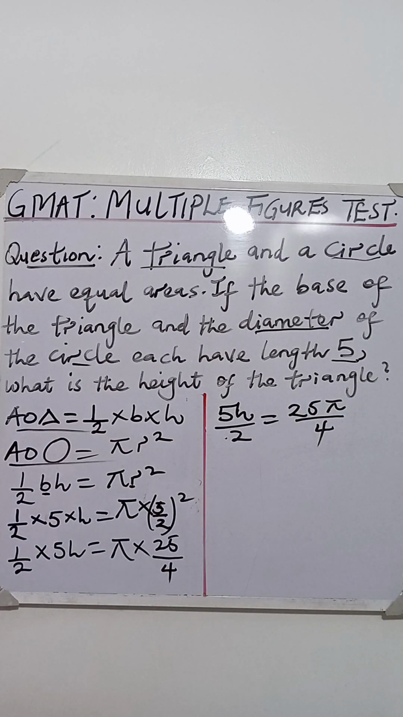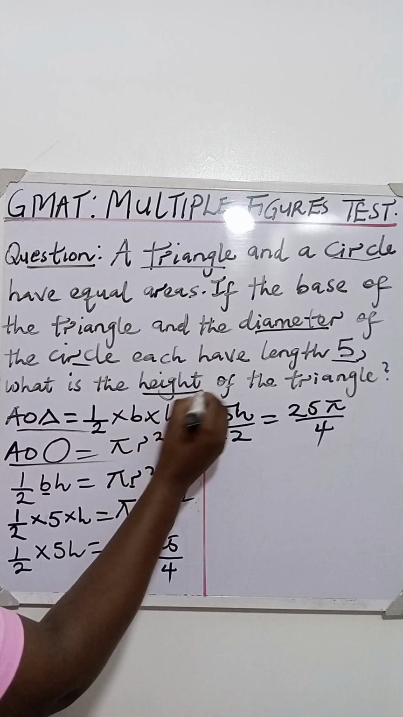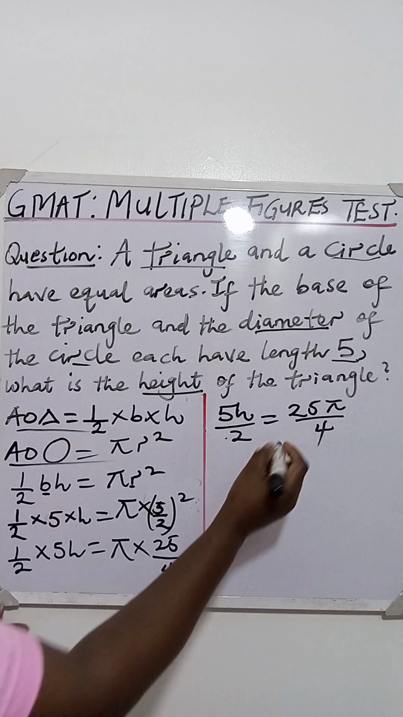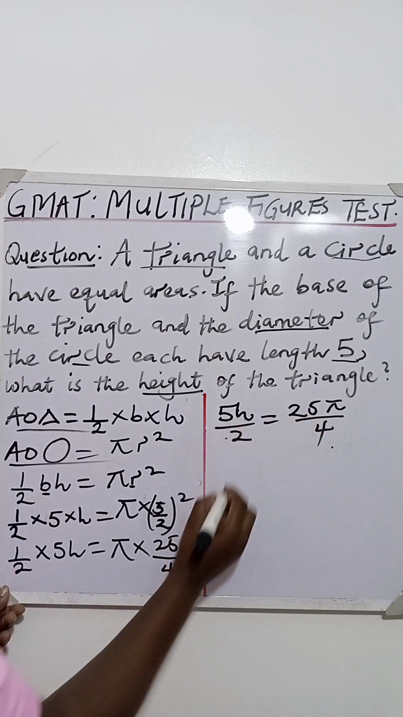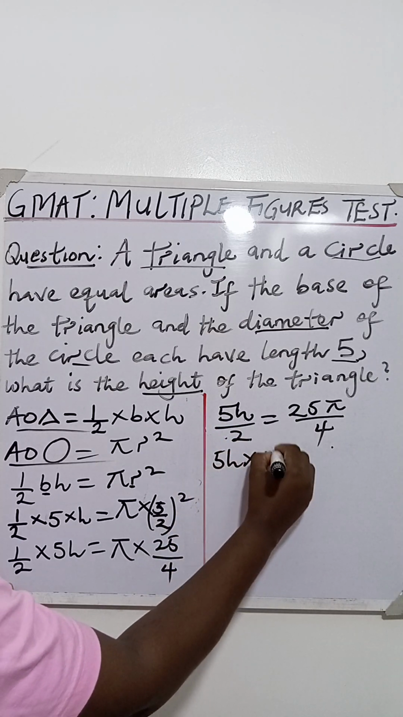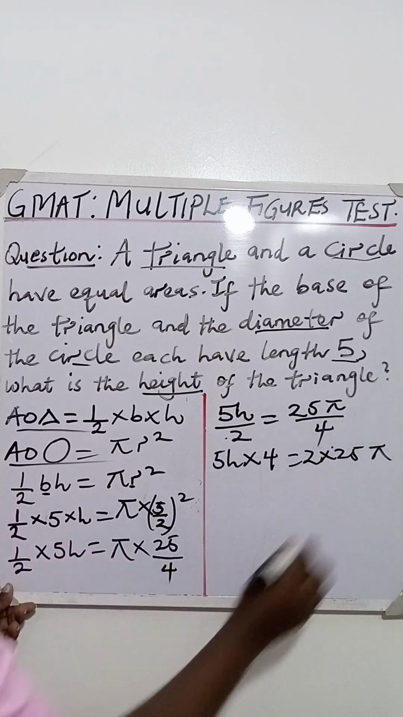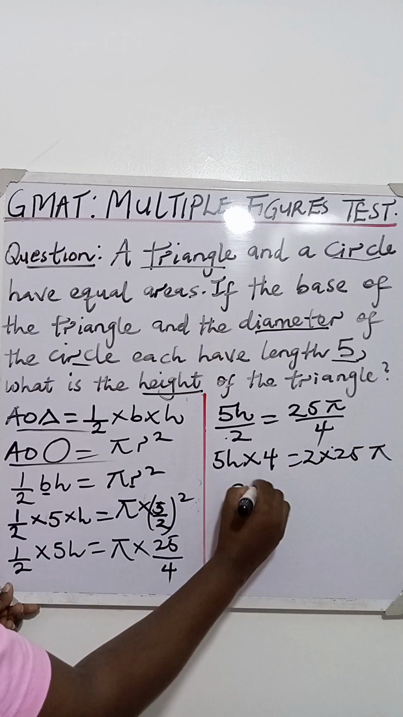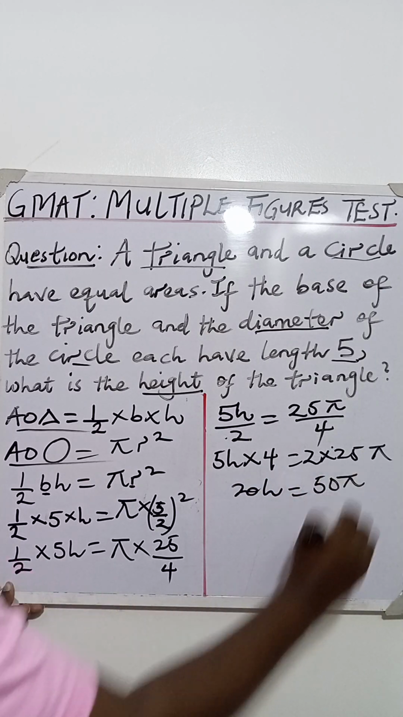It's very easy. So what we need to do from here, since we are asked to find the height of the triangle, we are going to cross multiply. This we multiply this we multiply this. So doing that now, we have 5h times 4 equals 2 times 25 pi. So this times this, that is 20h equals 50 pi.